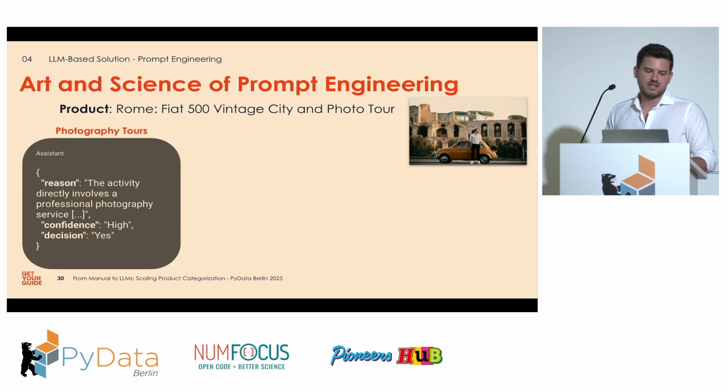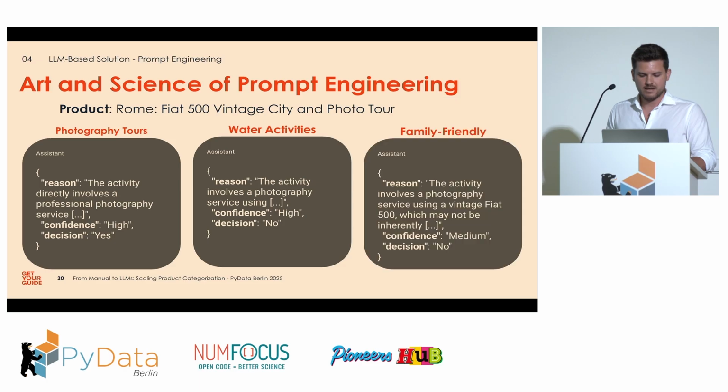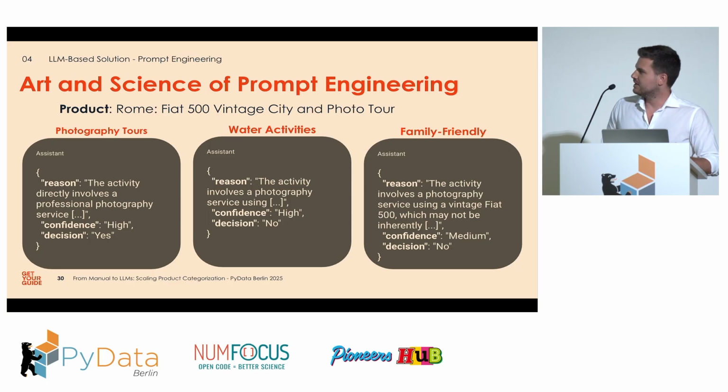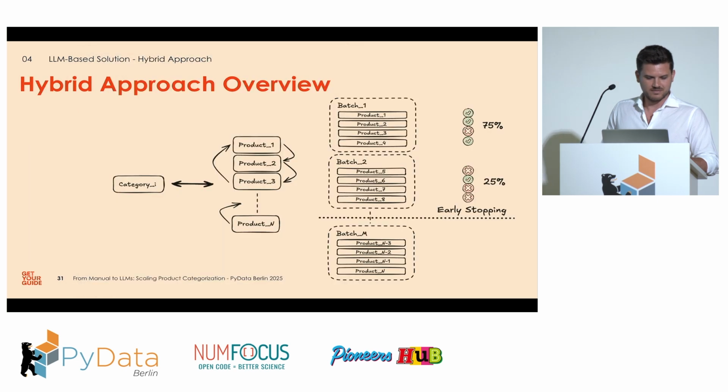And here we also added this confidence, which was quite helpful for us. Here it's pretty clear: yes, confidence high. When you ask about water activities, it's also clear: decision no, confidence still high. If you ask about family friendly, that's a little bit more tricky. We still see the decision is no, but confidence is medium, probably because if you try to put a family in a Fiat 500, I don't know if it will work. In Berlin, surely not. But this was in Rome, so maybe it could work. That's probably why the confidence was medium in that case.